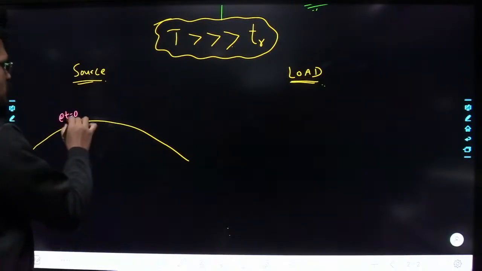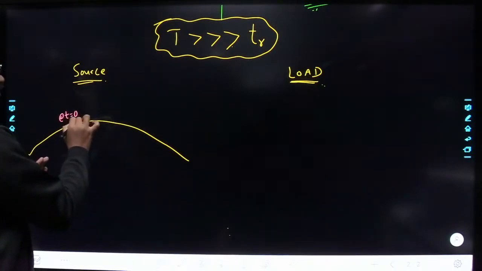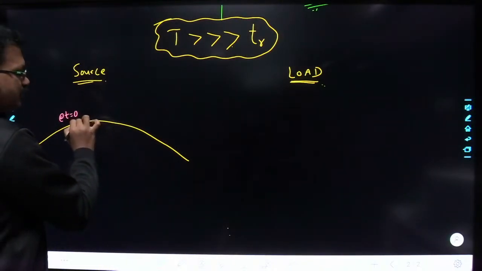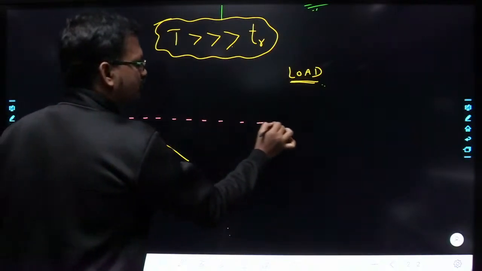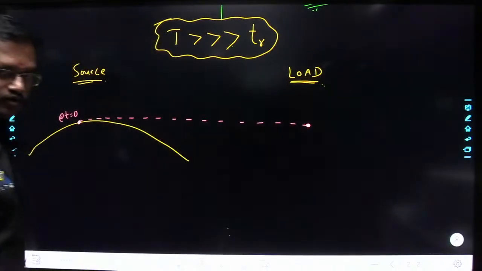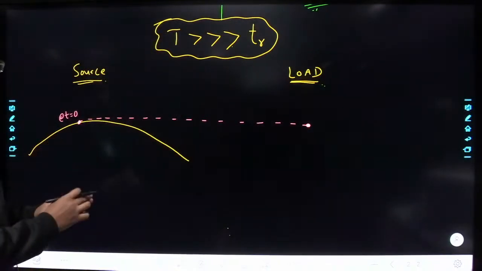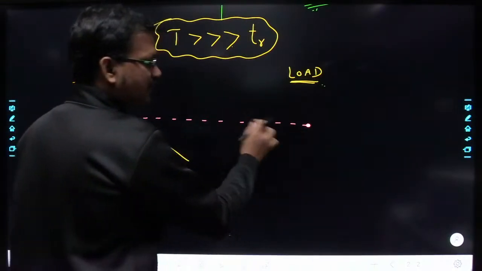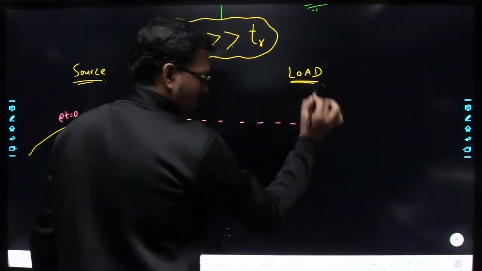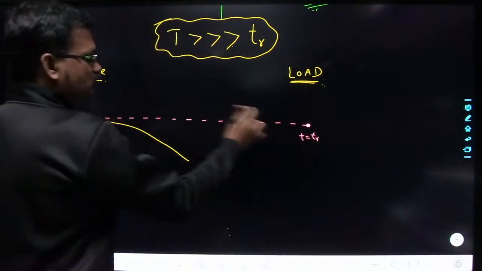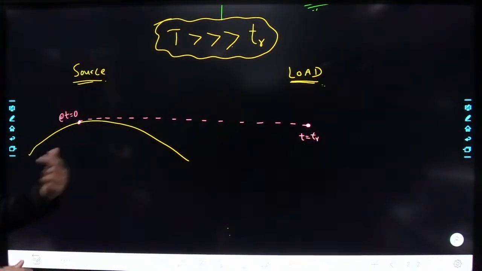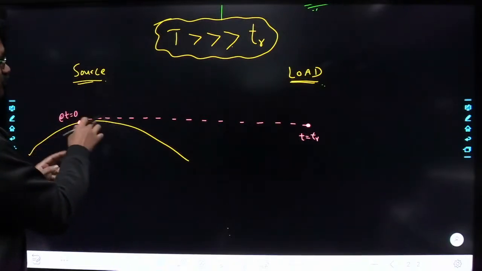So what will happen here? At T equal to 0, the point is present here. This value of the source is going to travel from source to load. What is the time it is going to take to travel from source to load? It will take TR seconds. So at T equal to TR, after TR seconds, this point is going to reach this location. Within this duration TR, what is the variation of the signal at the source?